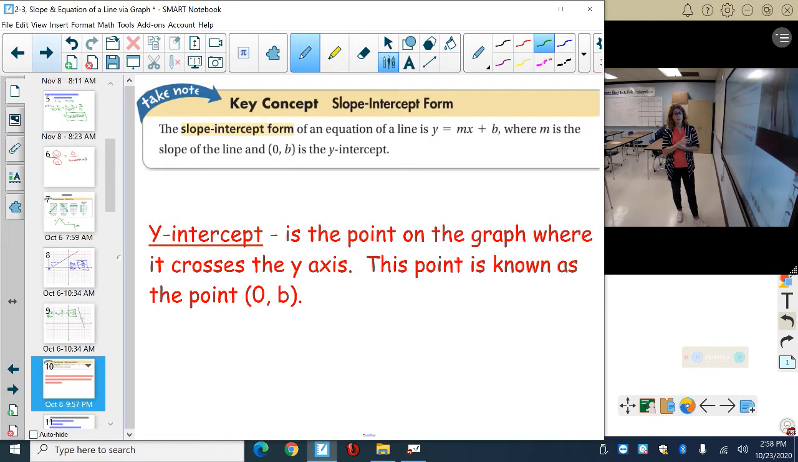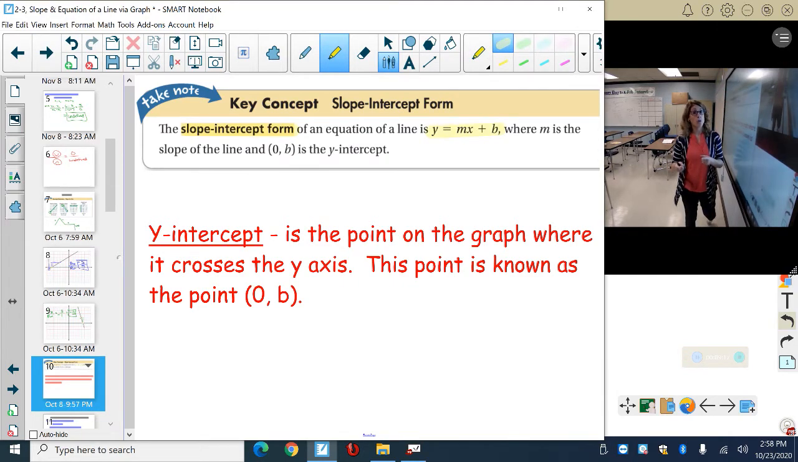Now, we have what we call the slope, and we have what we call the y-intercept. The slope-intercept form of an equation is y equals mx plus b. I know you know that. You learned that in Algebra 1 and in geometry. m, we already know, is known as the slope, and b is what we call the y-intercept.